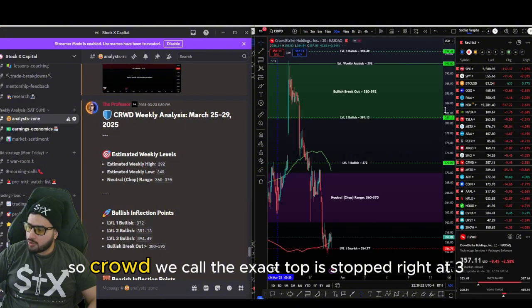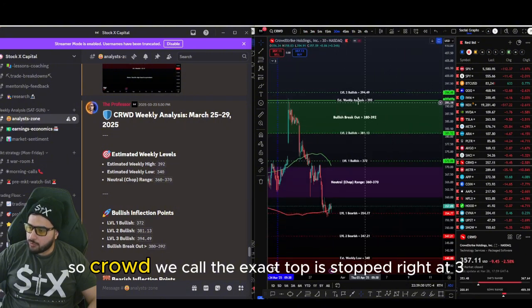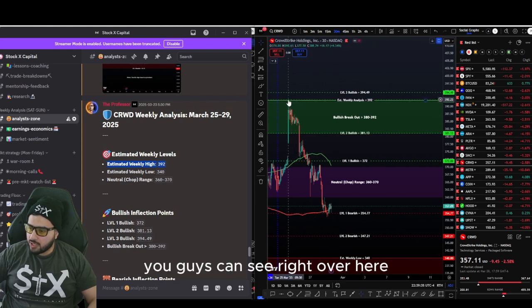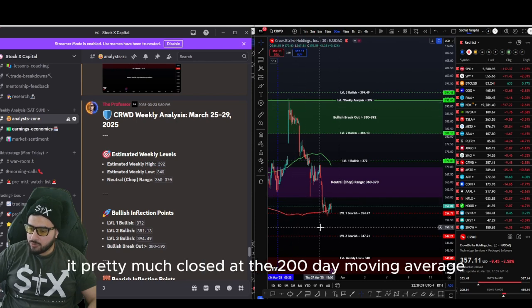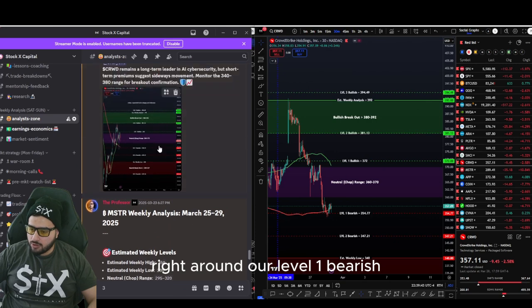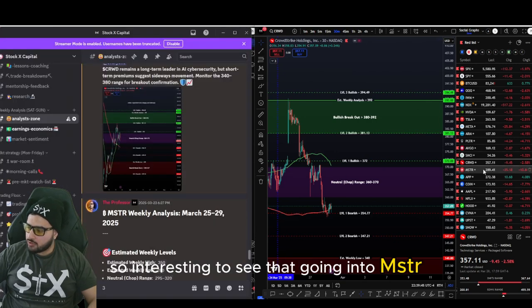So crowd, we called the exact top. It stopped right at a 392. That was our estimated weekly high, as you guys can see right over here. And that was on a Tuesday. And since then, it pretty much closed at the 200-day moving average, right around our level 1 bearish. So interesting to see that.